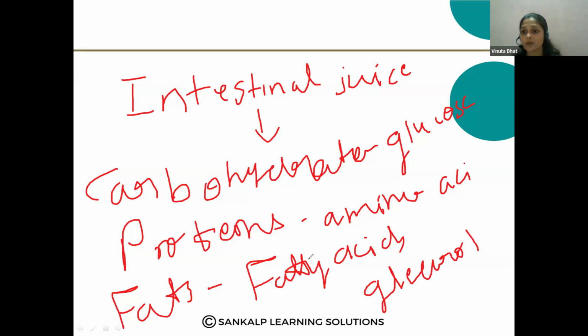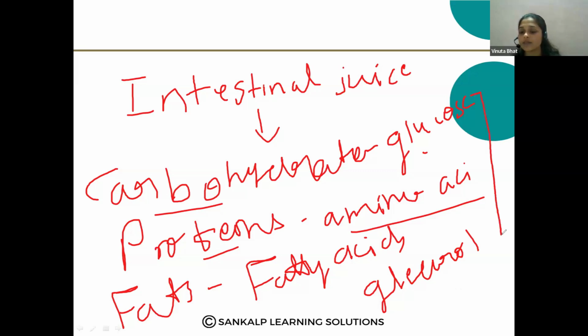So you know that in the small intestine, complete digestion and absorption of the food takes place. Complete digestion is very important. Note it down. Complete digestion and absorption of the food material takes place in the small intestine. So at the end in the small intestine, carbohydrate is converted into glucose, protein is converted into amino acid, and fats are converted into fatty acid and glycerol.